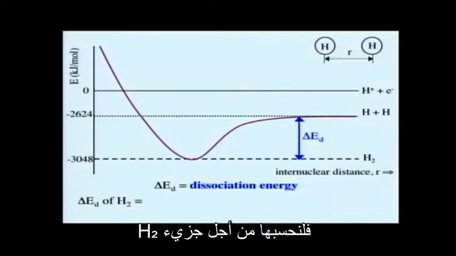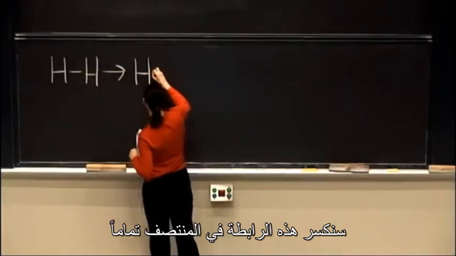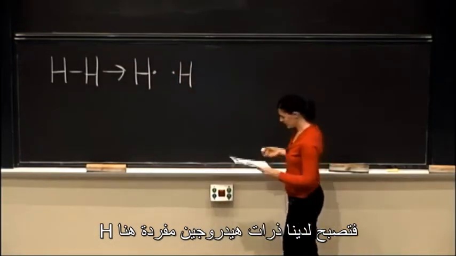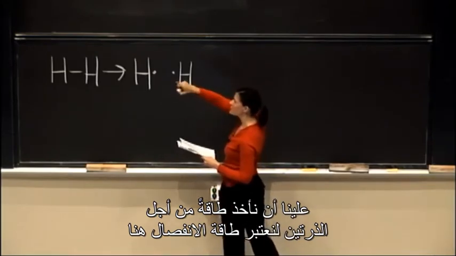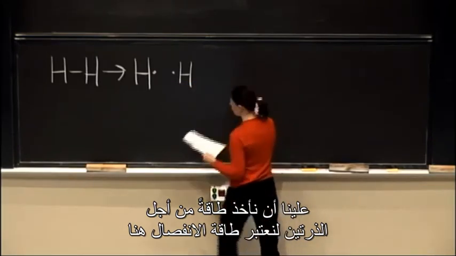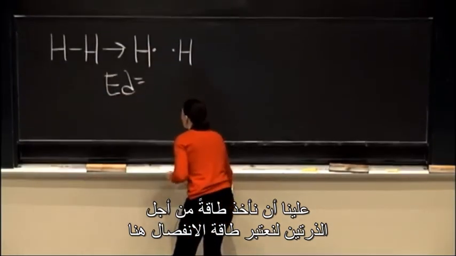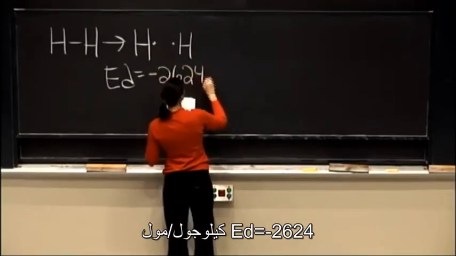So let's go ahead and do this. If we talk about dissociating H2, we're going from the H2 molecule and breaking this bond right in half. So we now have 2 individual hydrogen atoms here. So we need to take the energy for the 2 atoms, which we know is, so let's take our dissociation energy is going to be equal to negative 2624 kilojoules per mole.